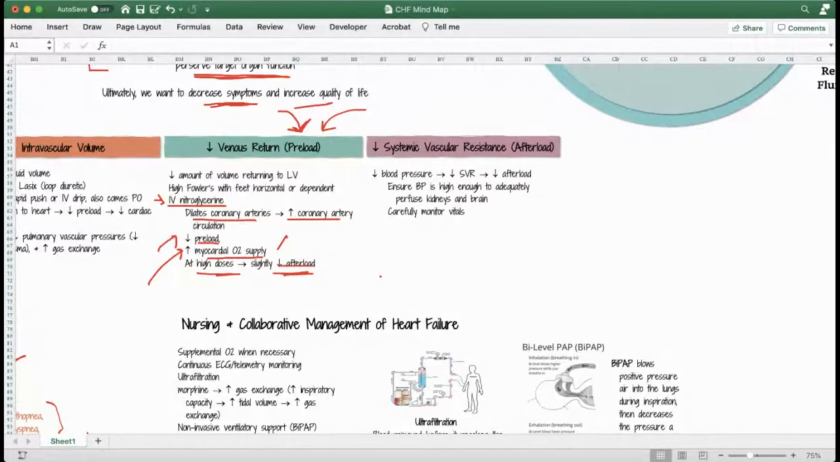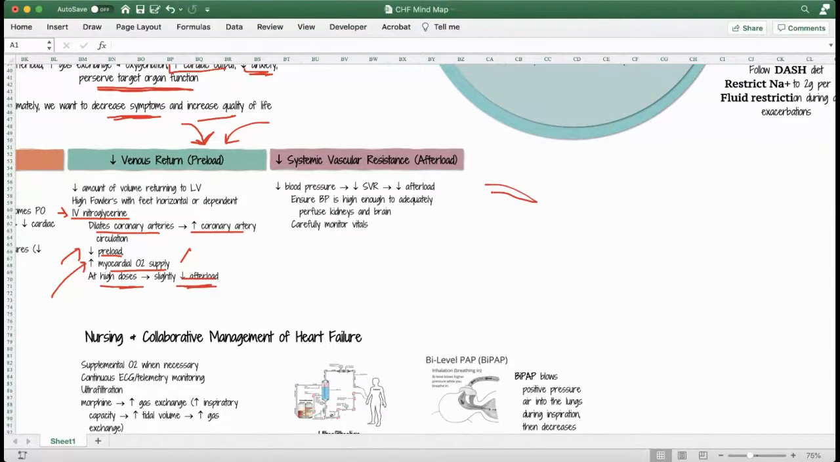Decreasing systemic vascular resistance. Right? We want to decrease the afterload. How do we do that? We decrease blood pressure, so it decreases the amount of pressure the heart is working against.